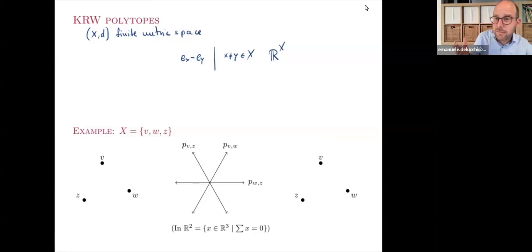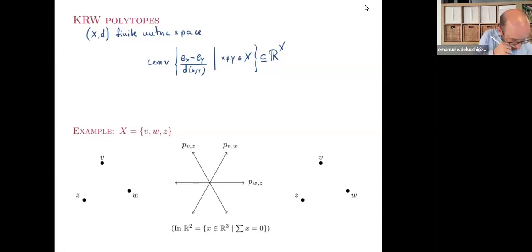Okay, I have not yet told you anything about the metric. Where does the metric enter? The metric is here. I divide this vector by the value of the metric, d(x,y), which is not zero because x and y are distinct. And of this set of points, I take the convex hull. So that's a convex polytope inside R^X.